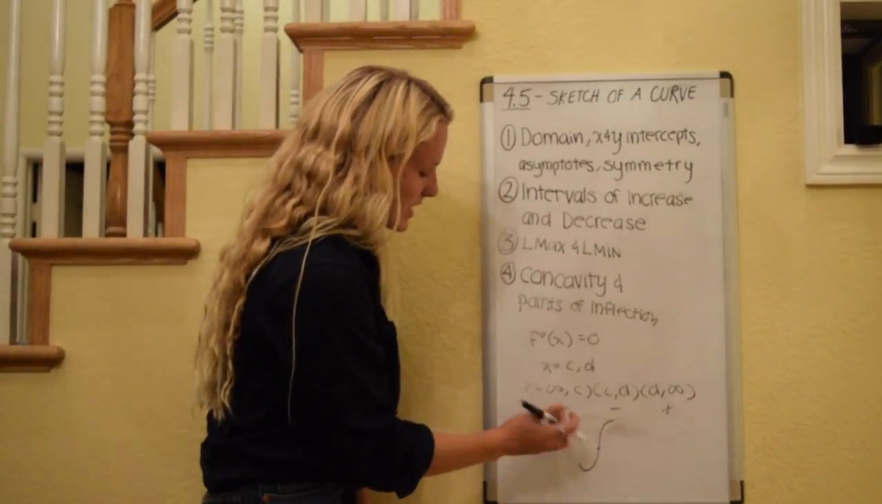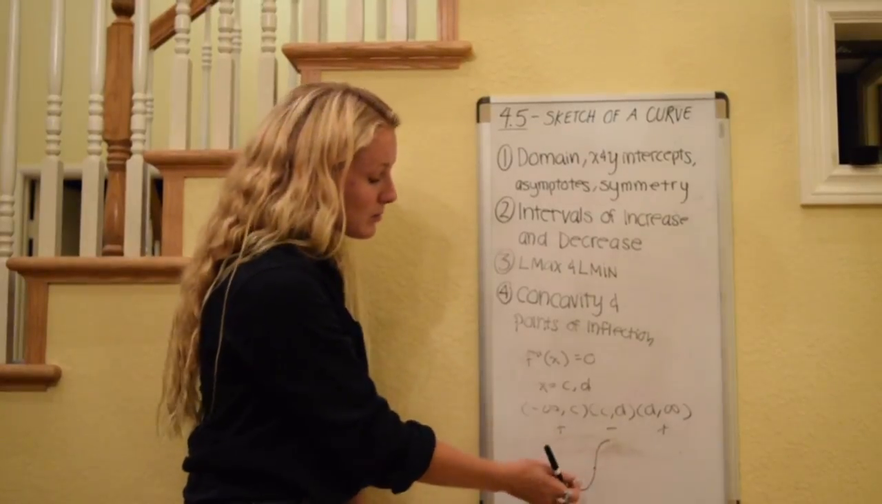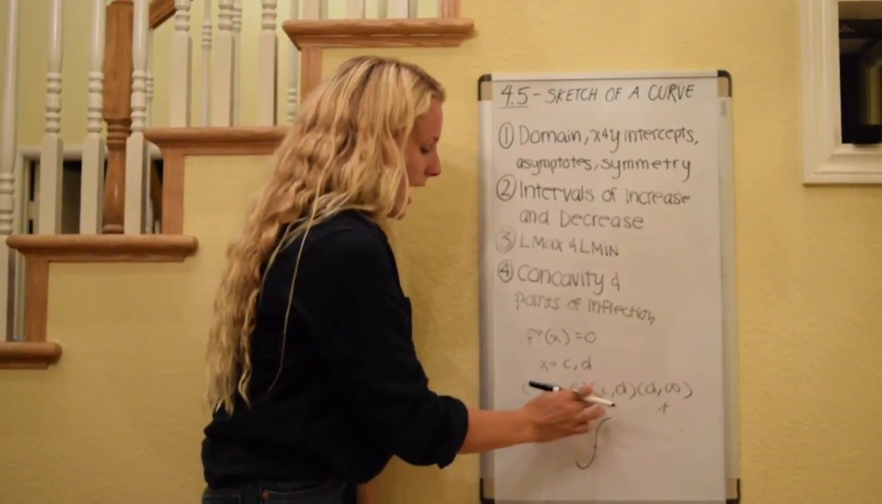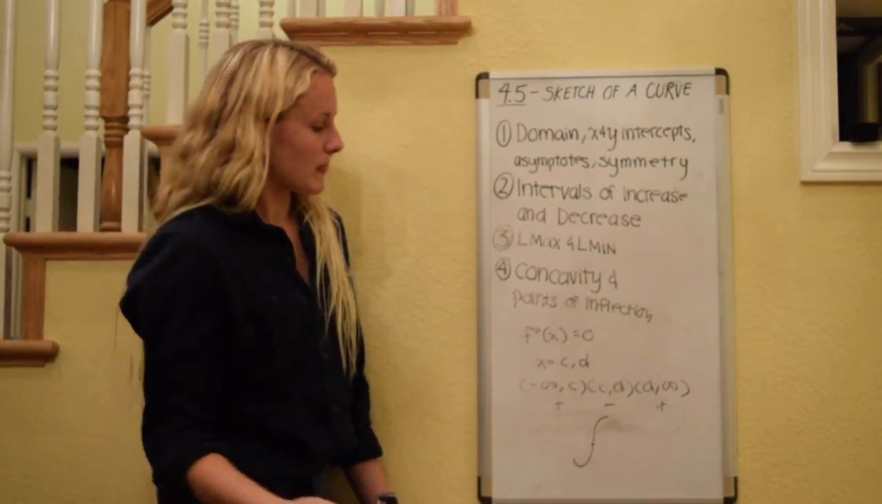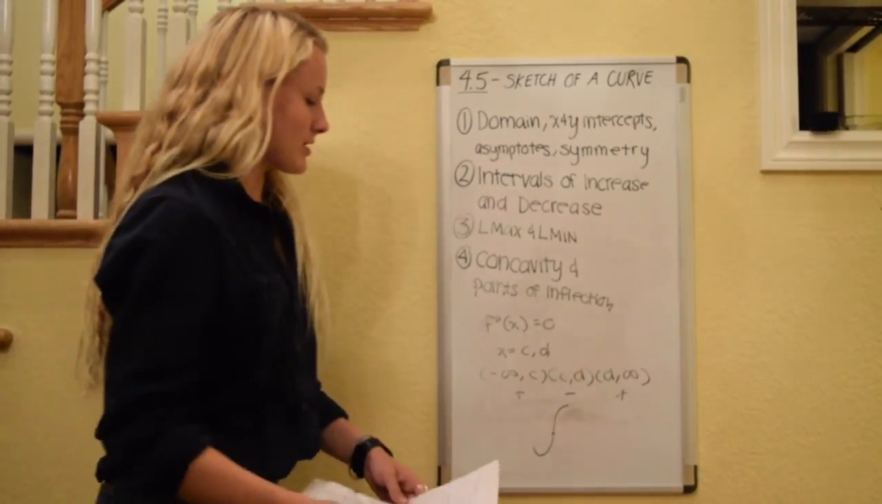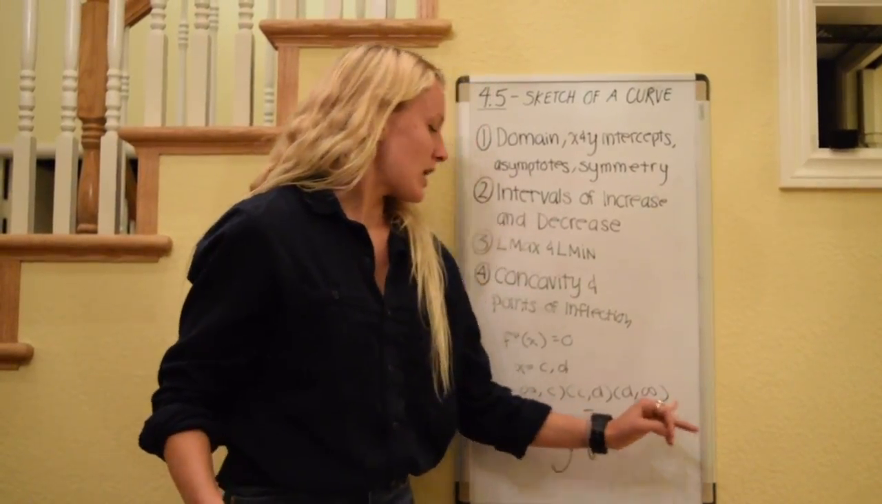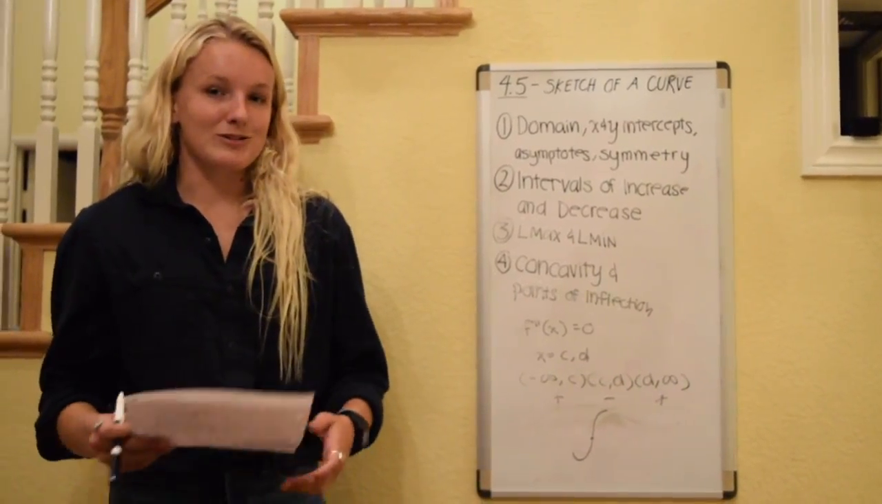So here we see that it's concave upwards, and then it goes to being concave downwards. So that would be something like this. So we know at c there's a point of inflection. And then there's also a point of inflection at d, because we see that it goes from being concave downwards to concave upwards. Alright, now I'm going to do an example problem.